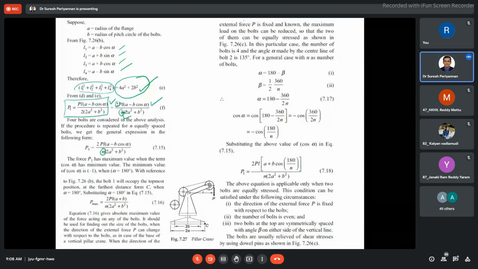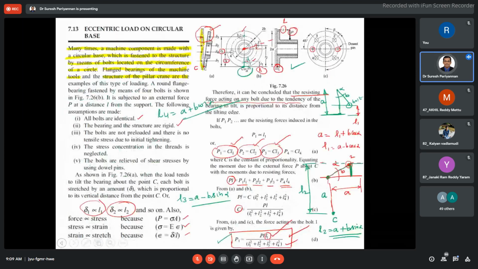At which case is the maximum load acting? The force P1 is maximum when cos alpha is at its minimum value. When cos alpha is at its minimum value, cos alpha is minus 1. When will it be minus 1? At cos 180 degrees. Alpha is 180 degrees, then cos alpha is minus 1. At that time P1 is maximum. Now how can I say that alpha is 180 degrees?